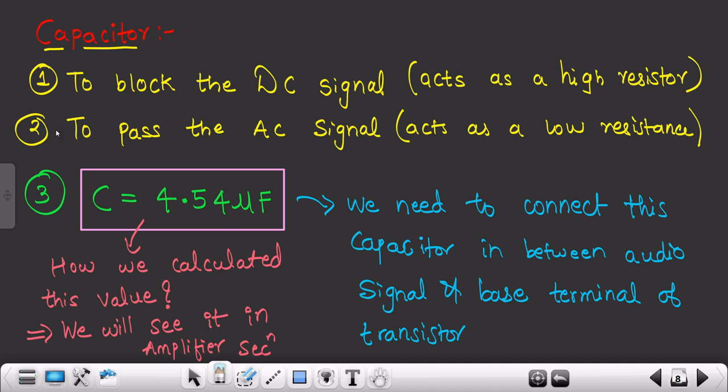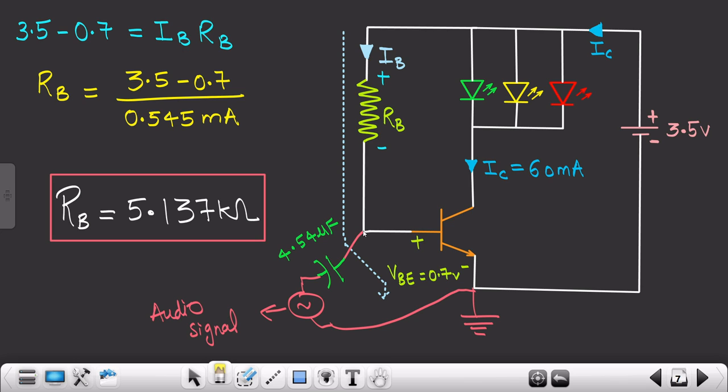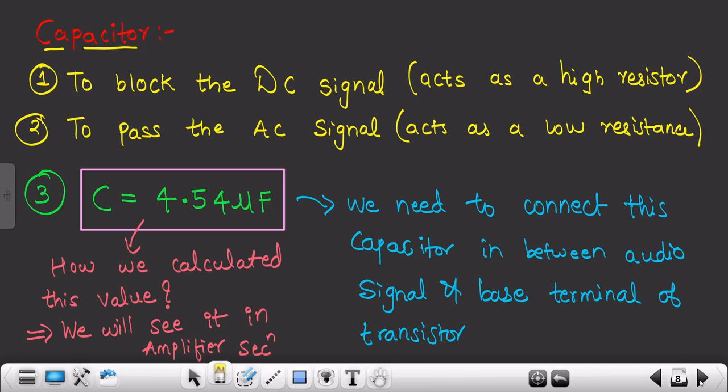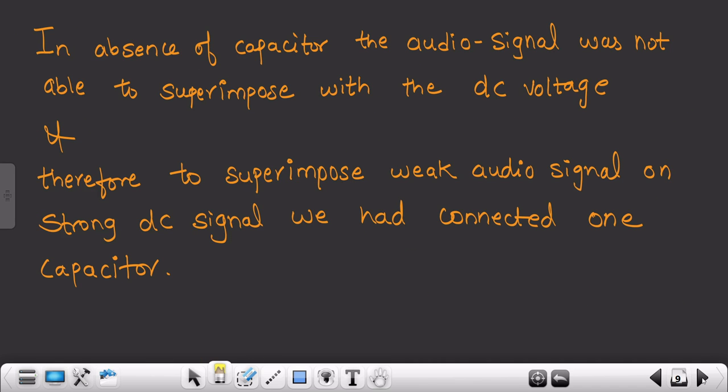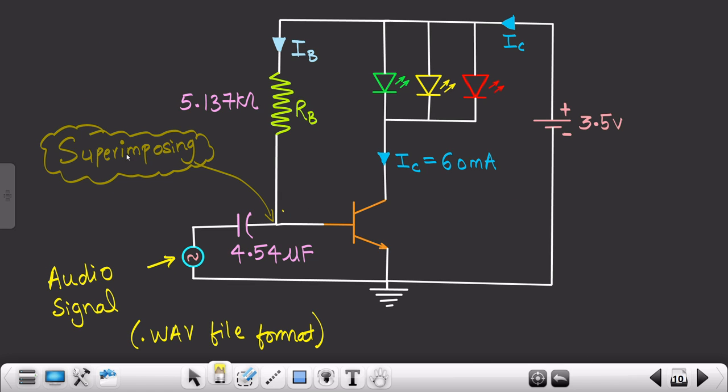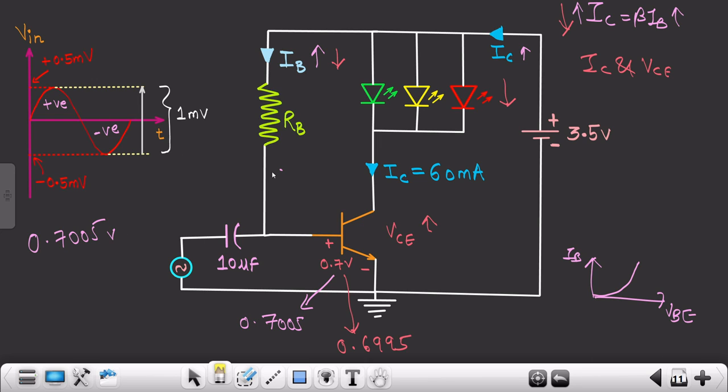So just by connecting the capacitor, we assured that the DC signal would be blocked. That means the DC signal coming from this particular terminal would be blocked with the help of this capacitor, right? And at the same time the AC signal would pass to this terminal, that means to the base terminal, right? So in the absence of the capacitor, the audio signal was not able to superimpose with the DC signal, right? Therefore, to superimpose the weak audio signal, since the audio signal was in millivolts, on the strong DC signal, we had connected the capacitor. Okay, so that was the main reason why we connected the capacitor, for superimposing purposes. All right, and then I had explained this particular part. Okay, so I hope you understood each and everything in depth.